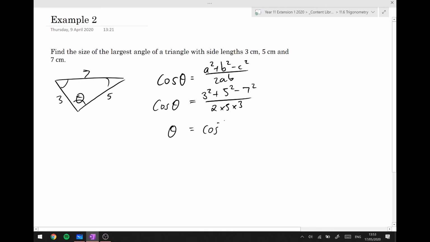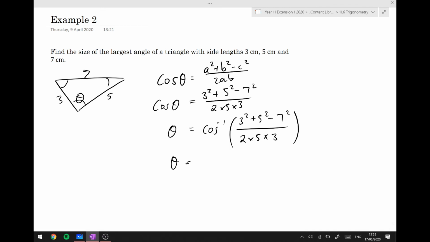Okay, now to get theta by itself, we're going to take the inverse cos of both sides, and we can just put this straight into our inverse function to get a value out, and it's going to give us the most exact value if we do it that way. So putting this into our calculator: cos to the minus 1, brackets, 3 squared plus 5 squared minus 7 squared over 2 times 5 times 3, or 30. Close the bracket off, and that's going to give us theta equal to 120 degrees.